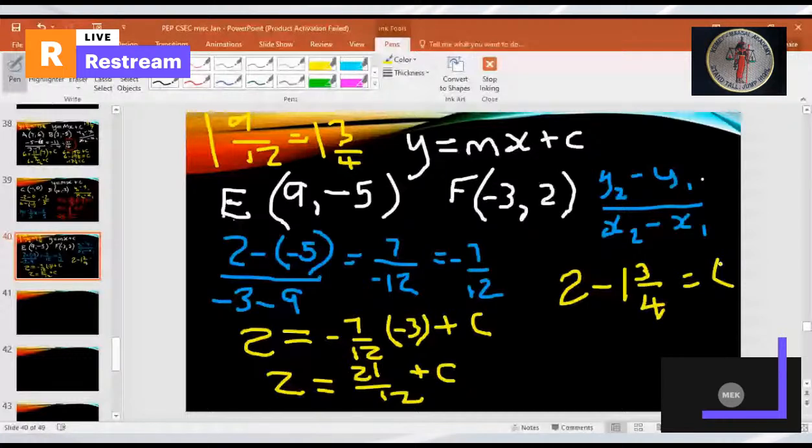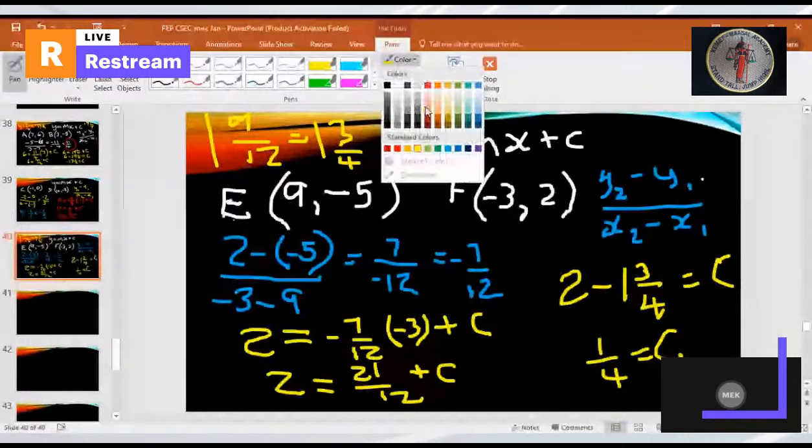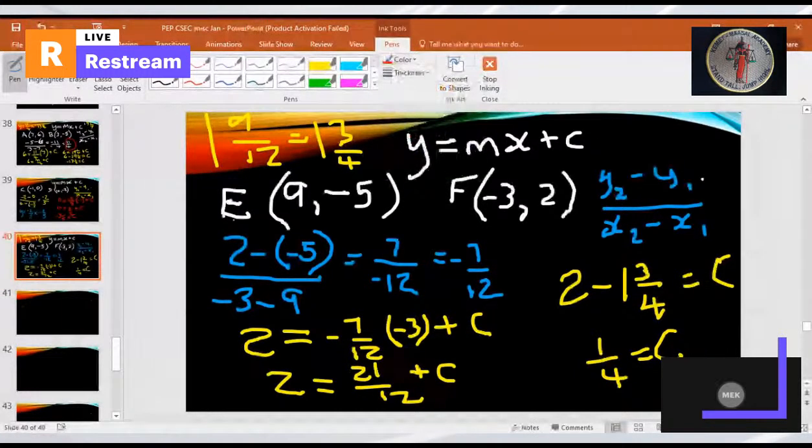So we just need to rewrite the equation now, putting in the value for the gradient and the value for c. Let me write it here. So the new equation is y is equal to the gradient, which is -7/12, x, plus 1/4.